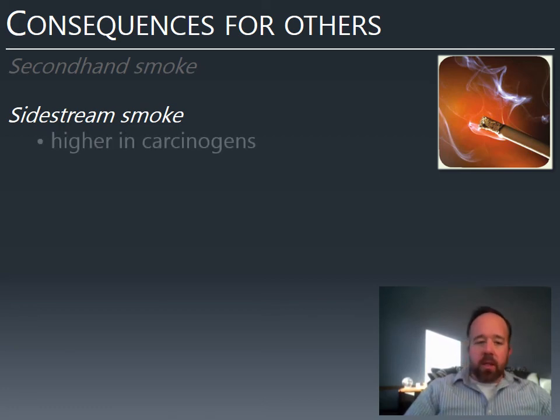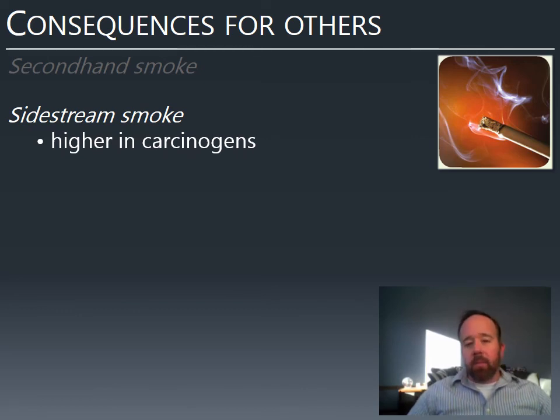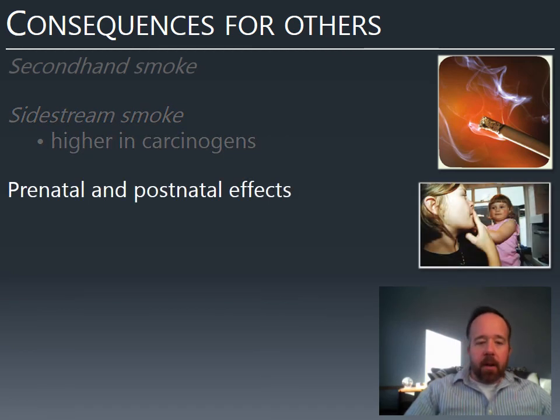And so that side stream smoke is actually higher in carcinogens than secondhand smoke is, because the smoker has already absorbed some of the carcinogens for you, but the side stream smoke, it's just being released into the air. And of course, there are well-known prenatal and postnatal effects. So these are effects on unborn children and children that have been born.